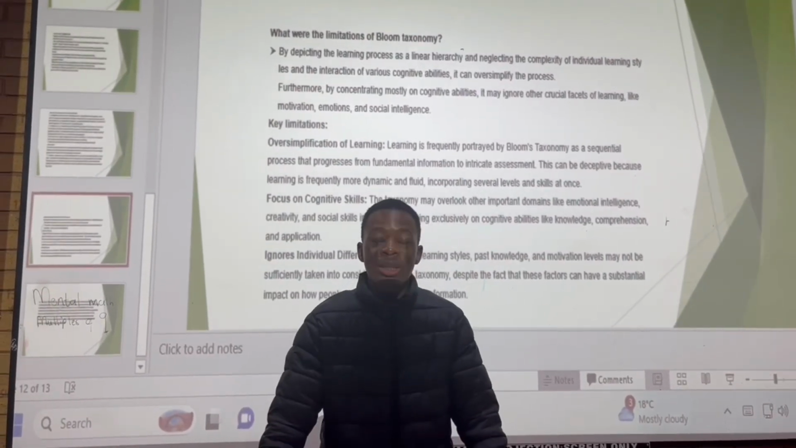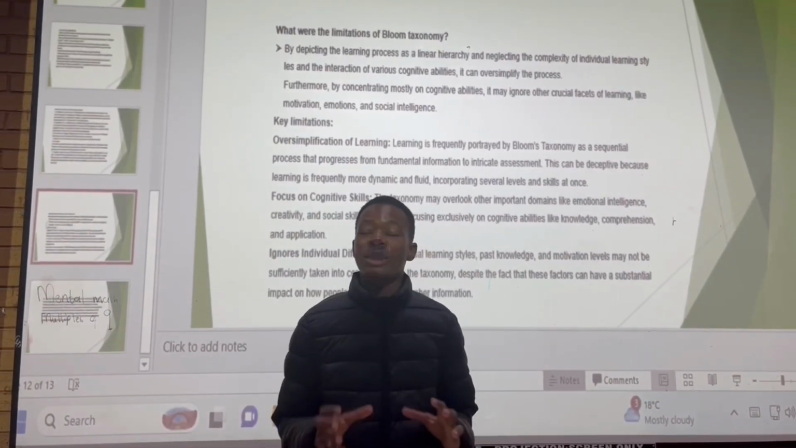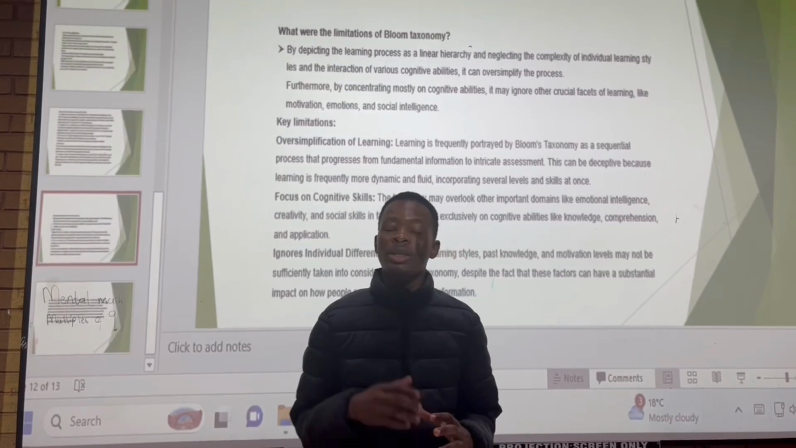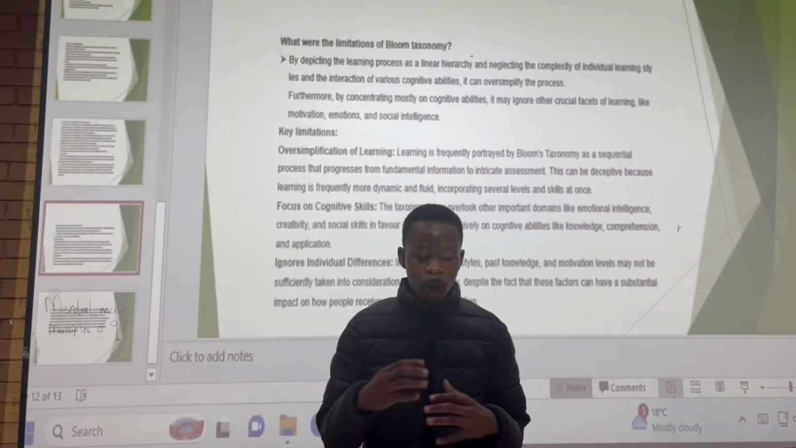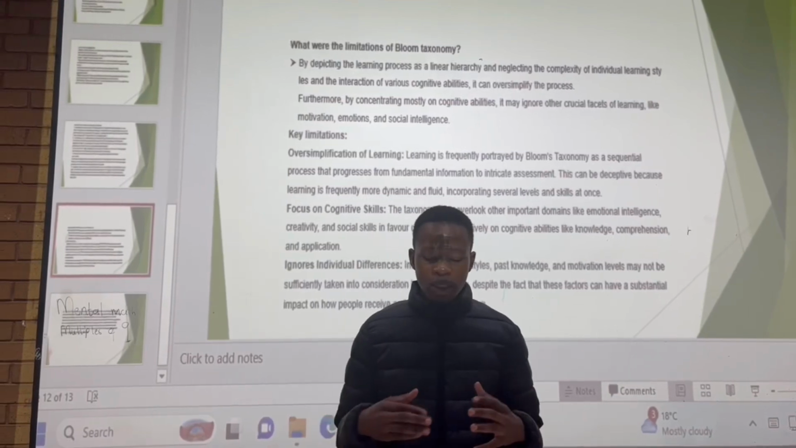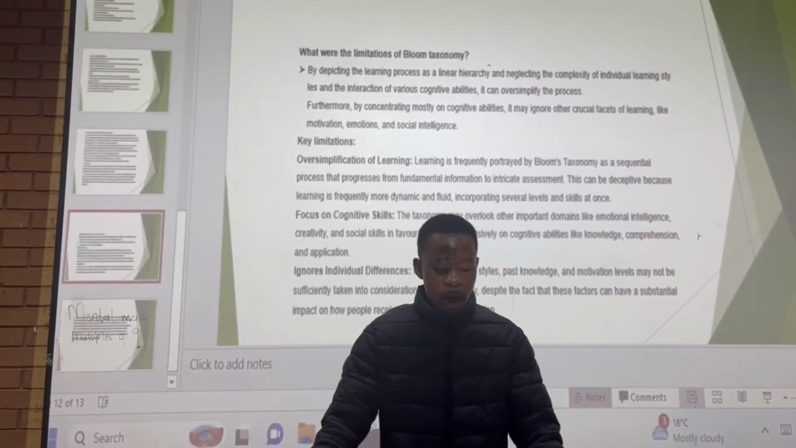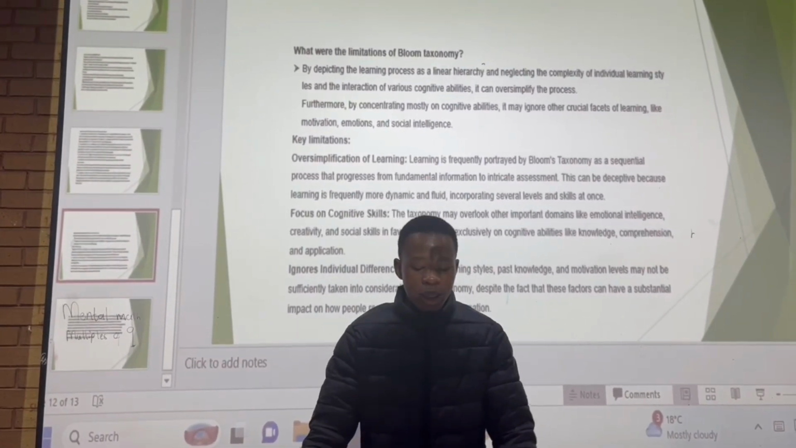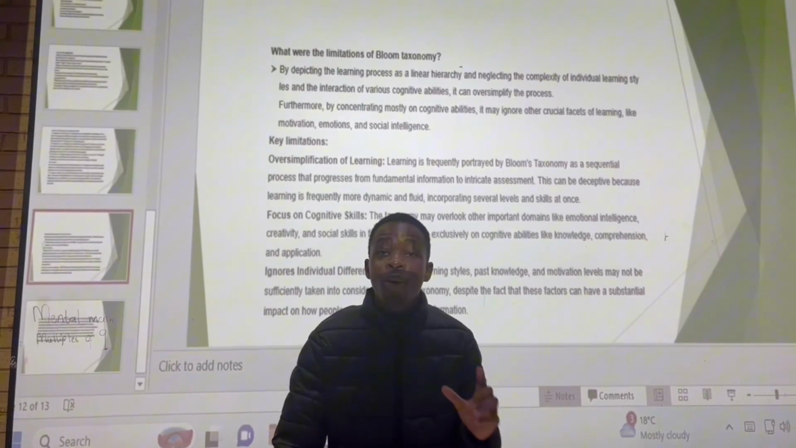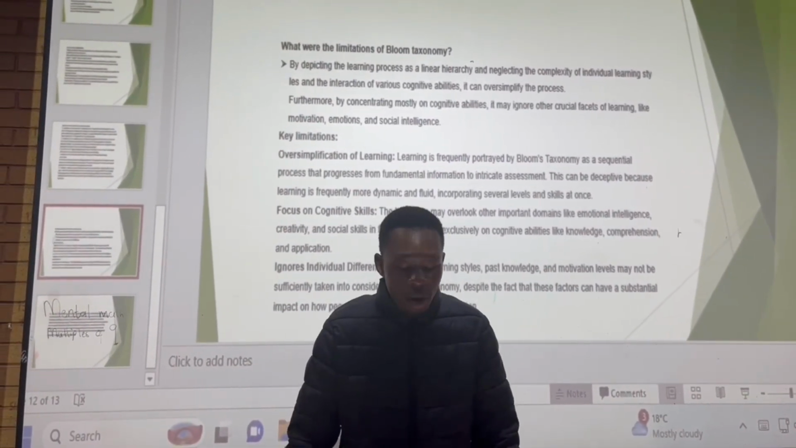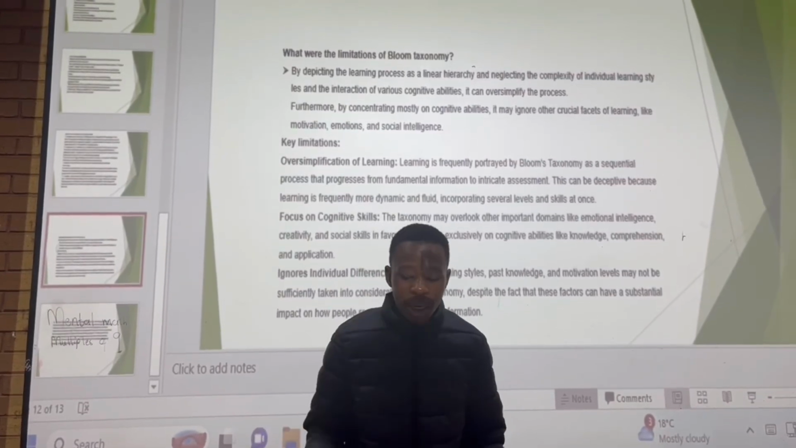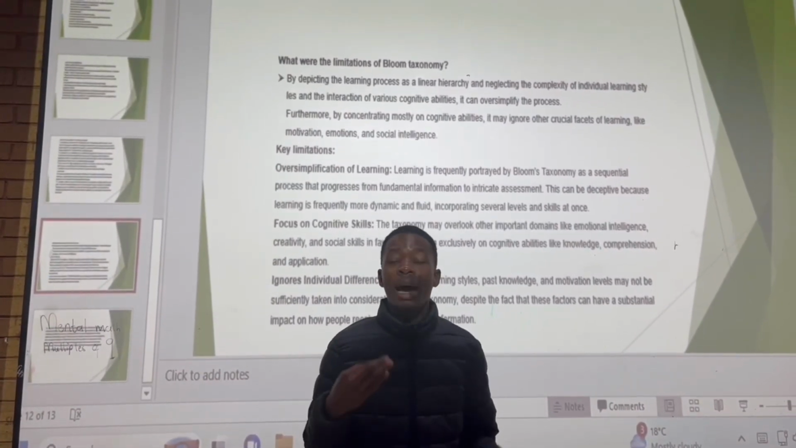Learning is frequently portrayed by Bloom's taxonomy as a sequential process that progresses from fundamental information to intricate assessment. This can be deceptive because learning is frequently more dynamic and fluid, incorporating several levels and skills at once. Focus on cognitive skills. The taxonomy may overlook important domains like emotional intelligence, creativity, and social skills, in favor of focusing exclusively on cognitive abilities like knowledge, comprehension, and application.